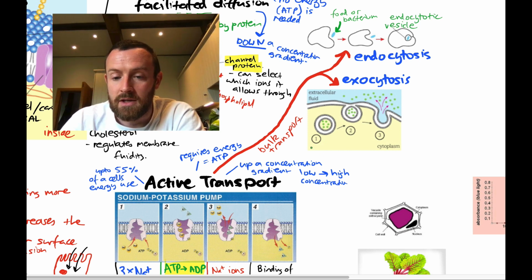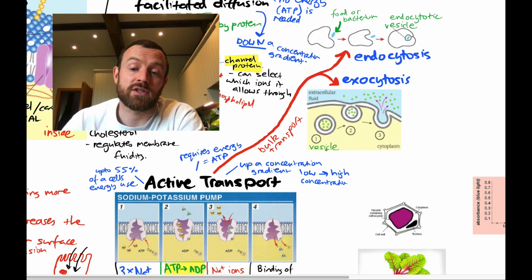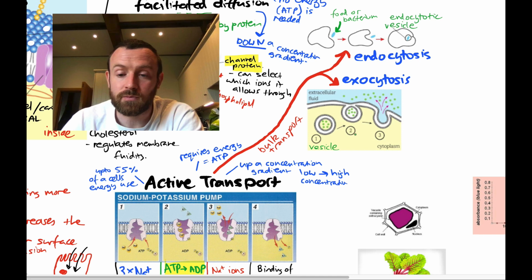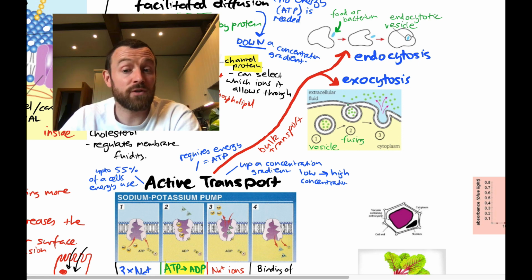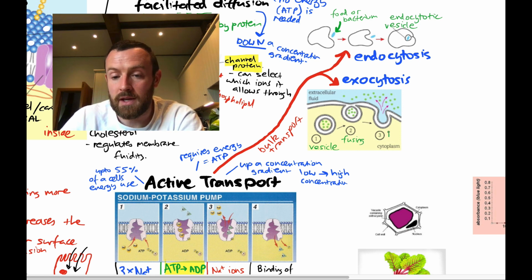So that's what we see here. Number one is the vesicle. Could call that the exocytotic vesicle or transport vesicle. Here, stage 2, we've got it fusing with the membrane, and 3, we've got release of the products.